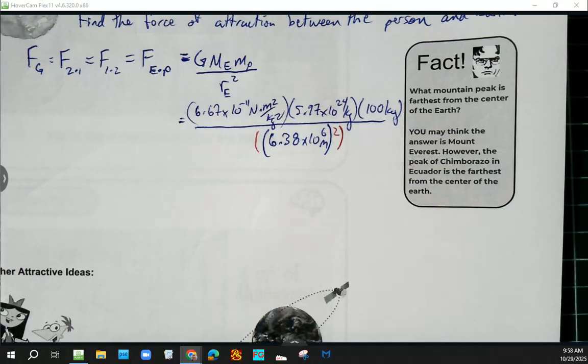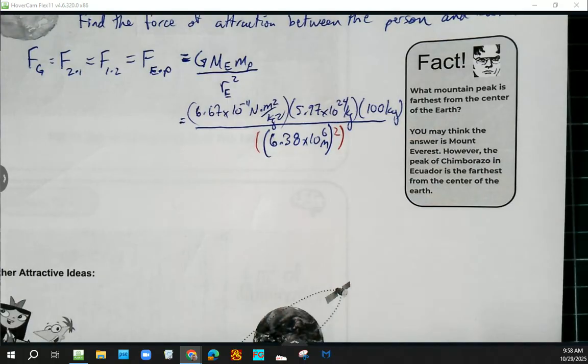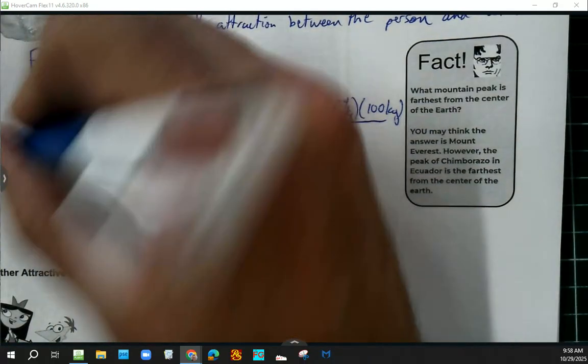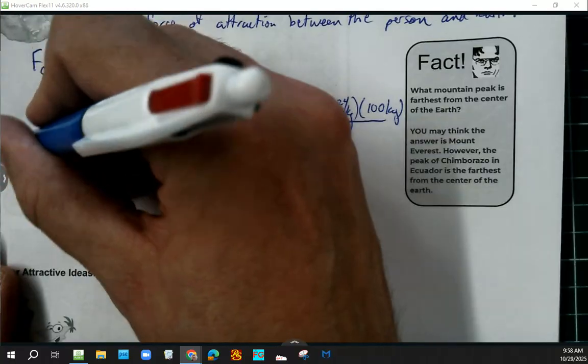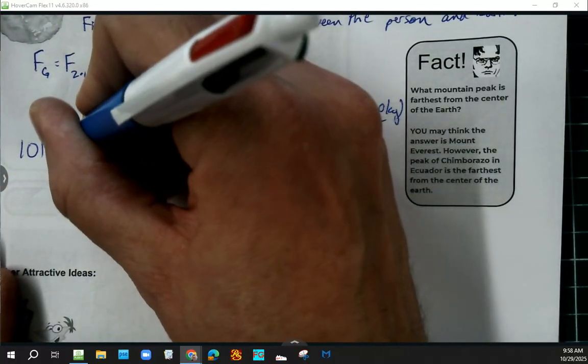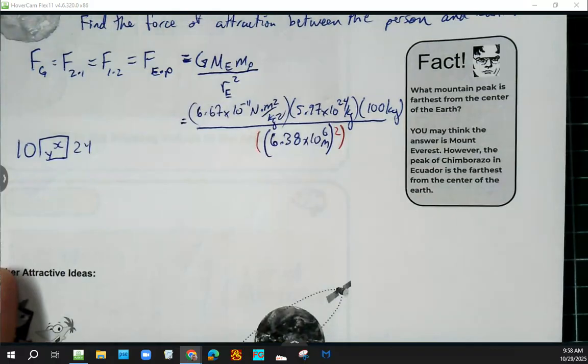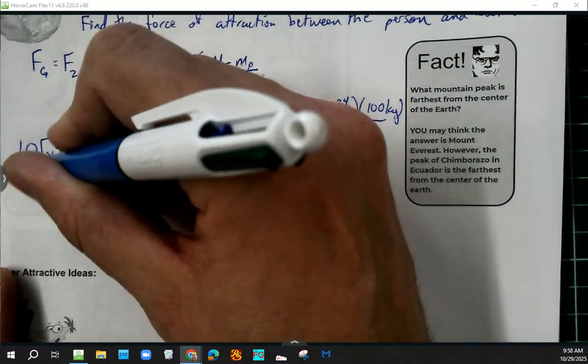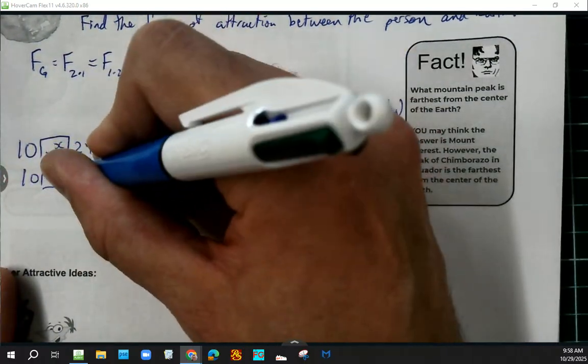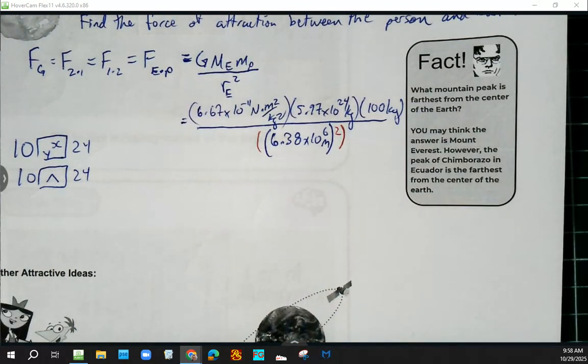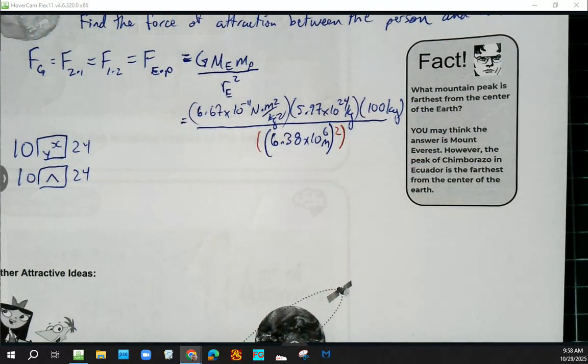Now, depending on your calculator, when you do your scientific notation, because it seems like this is a hurdle for some people, you might do your scientific notation as 10, and then there may be a y to the x button, and then 24. That might be the button sequence you're going to use. You may have a button that looks like 10, and then up arrow 24. If you have some other buttons on your calculator, that's fine. But those are two common ones, okay?